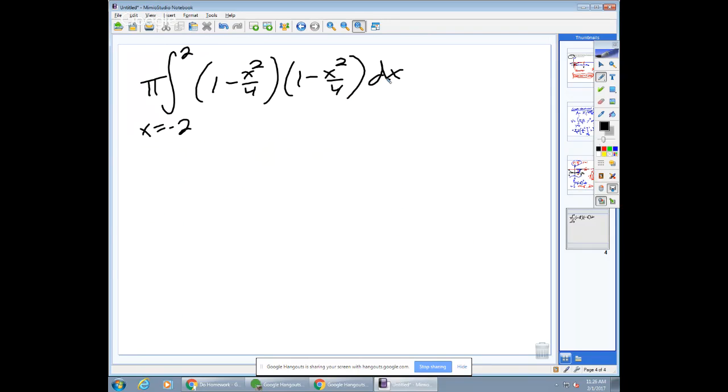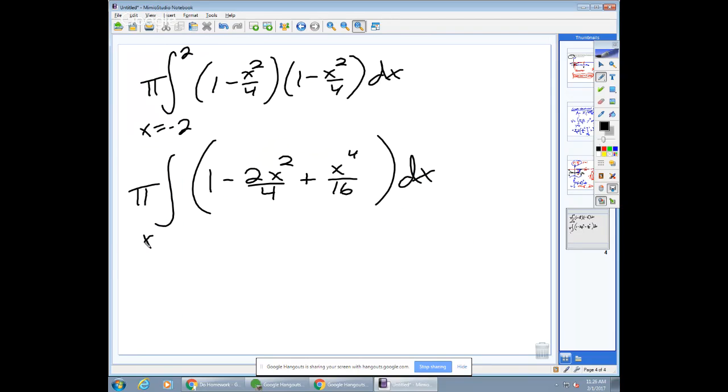So what are we going to get when we do that? We're going to get a 1, and then minus 2 of those x squared over 4s, and then a negative times a negative is a positive x to the 4th over 16. And pi is still hanging out front. x is still going from negative 2 to 2. And the only thing I can really clean up there is the 2 over 4, which could be written as 1/2.